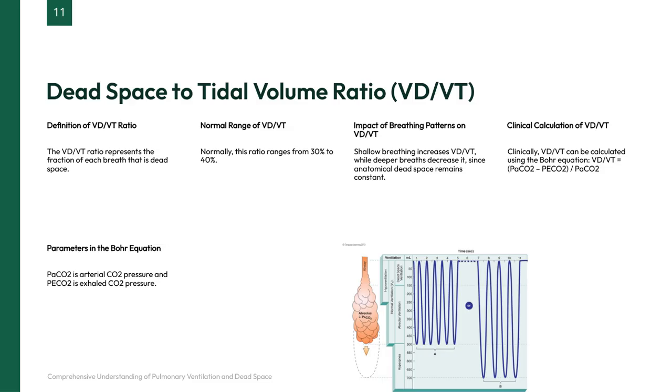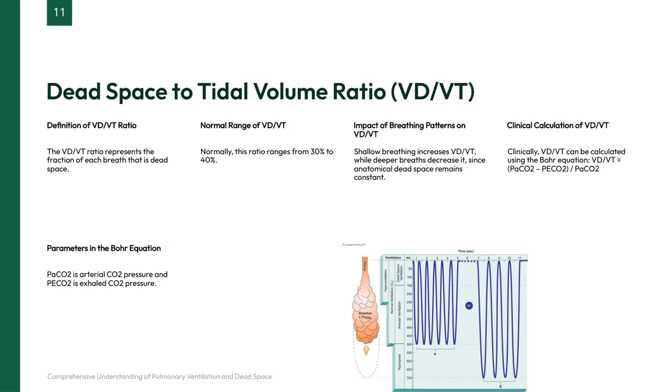Now, breathing patterns play a significant role here. Shallow breathing tends to increase VD/VT because a larger proportion of each breath remains in the dead space, whereas deeper breaths tend to decrease this ratio, as more air reaches the alveoli. Remember, though, that anatomical dead space remains constant regardless of how deeply you breathe. Under normal circumstances, this ratio usually falls between 30% and 40%. That's the typical range we expect in healthy individuals.